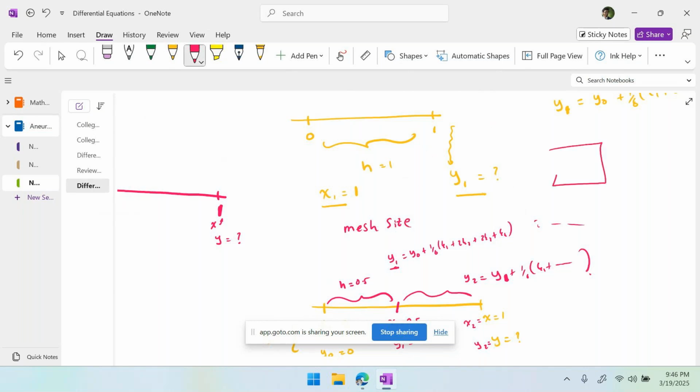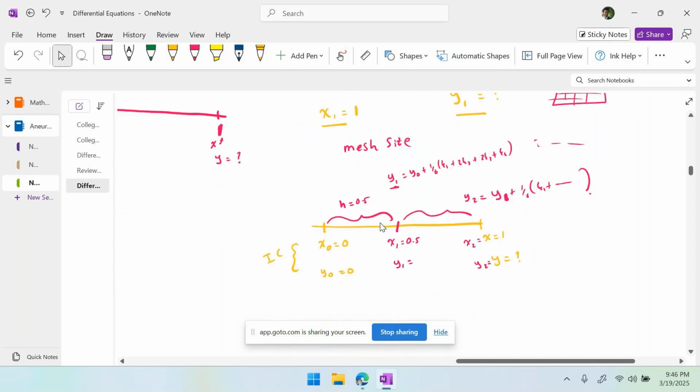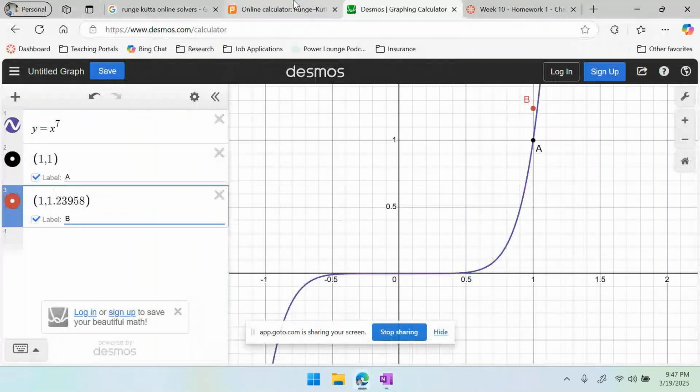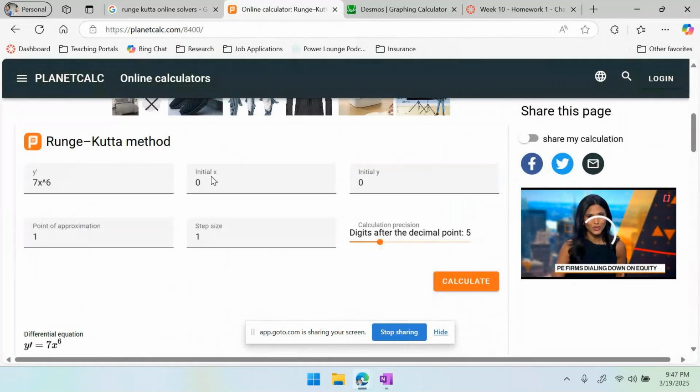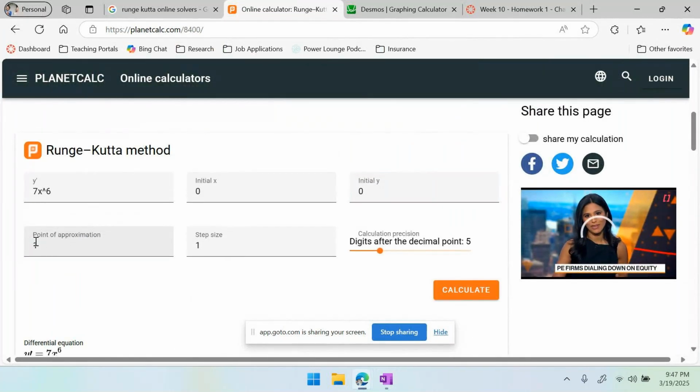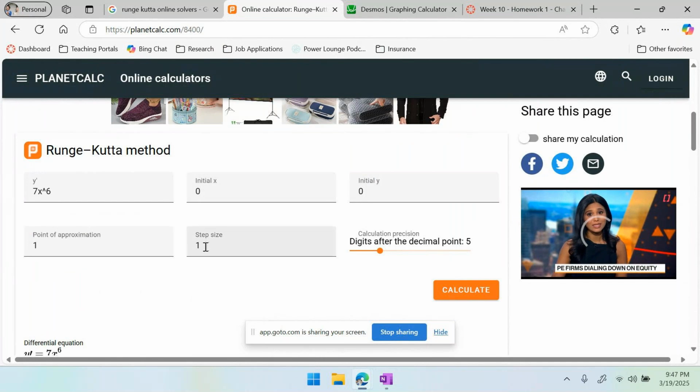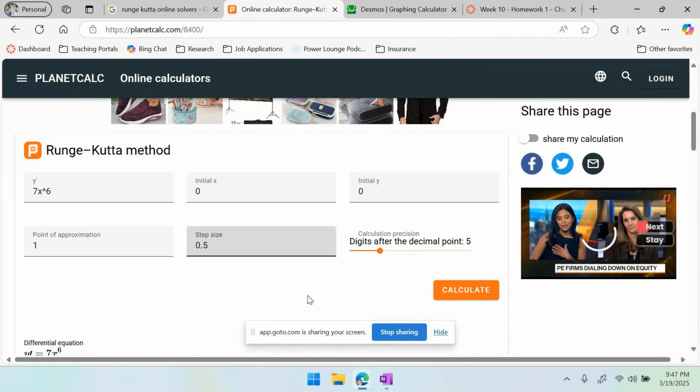Mesh is because if you are thinking about a two-dimensional case, you are going to construct a thing like this, which is known as a mesh. So this mesh size was 1, and here in the more refined case, the mesh size was 0.5. Okay, so now let's see what happens. Now the point of approximation is still 1. Initial conditions are the same. Step size or the mesh size is 0.5 now.